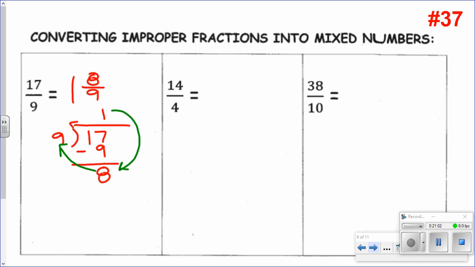Okay, so you can do it like this too. All right, so 8 is what's left over, and then the 9, the denominator, is going to stay. All right, so let's do that again.